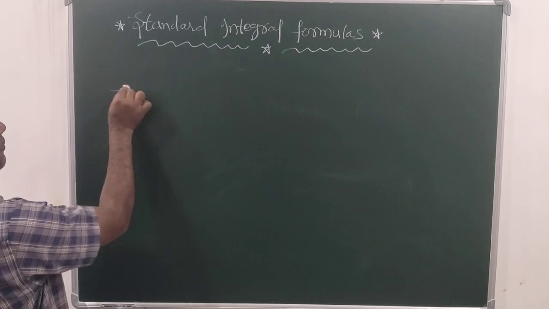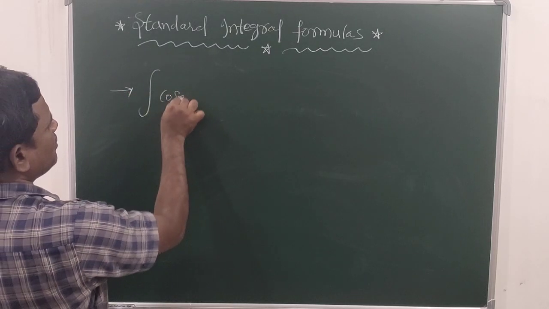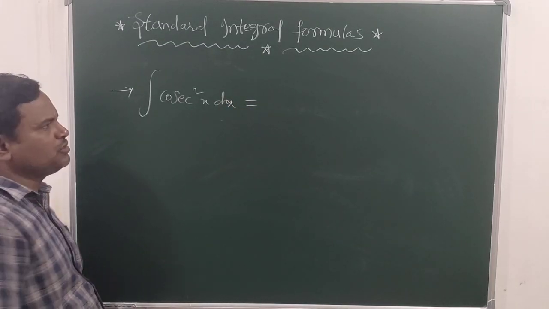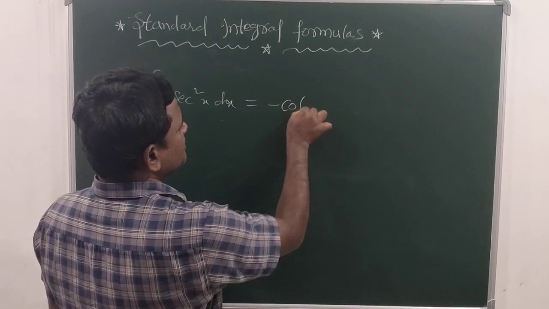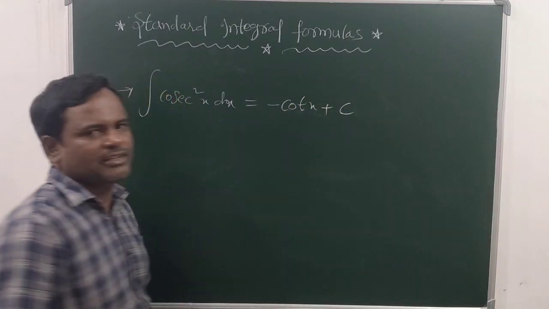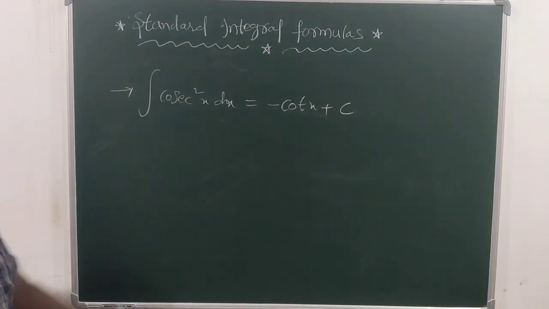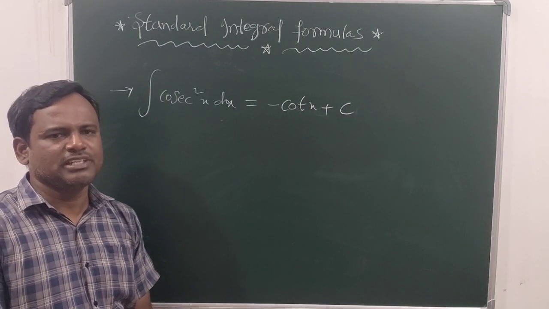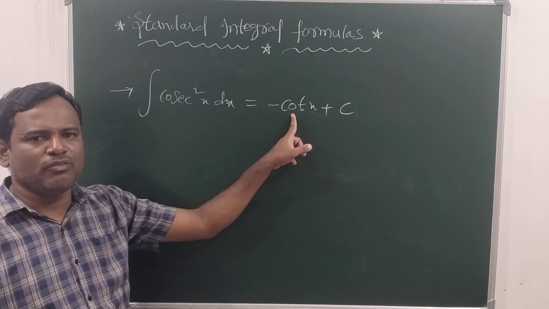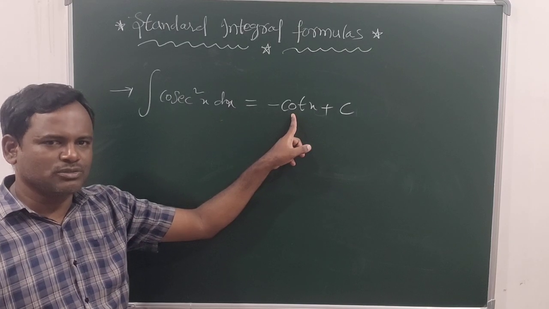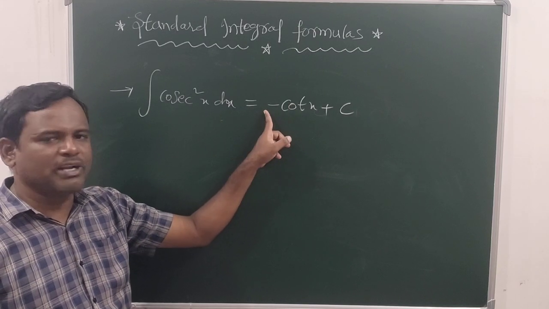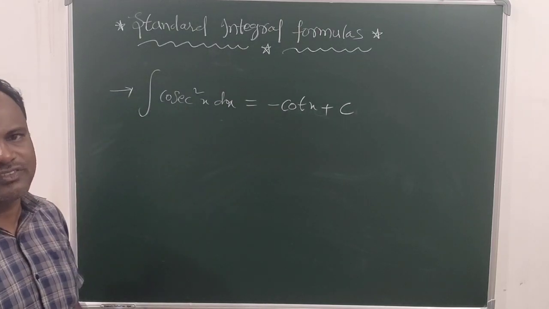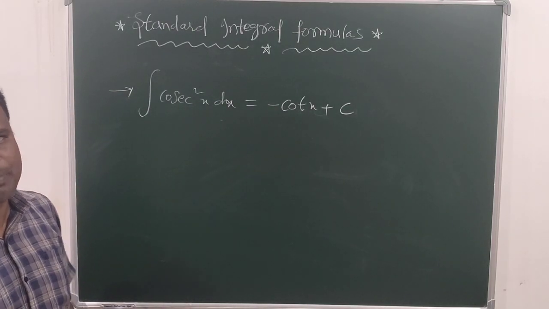Next, the integral of cosec square x dx. How much, students? Minus cot x plus c you will get. The integral of cosec square x is minus cot x plus c. Evaluate the derivative of cot x: it is minus cosec square x, right? This minus into minus becomes positive. You are getting this. Hence, the integral of cosec square x is minus cot x plus c.